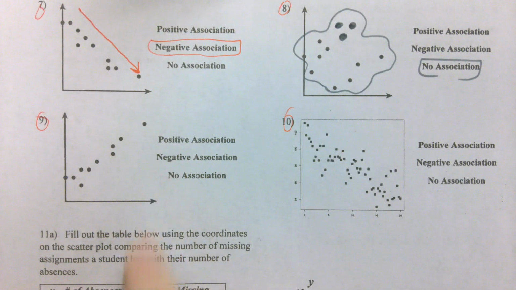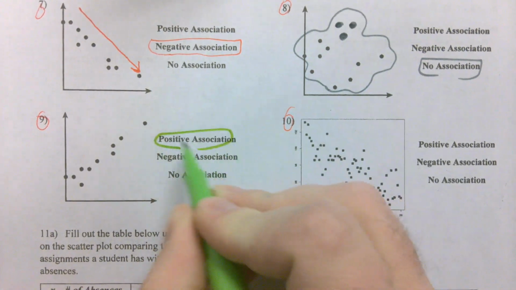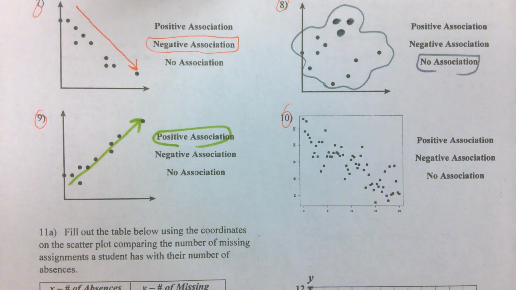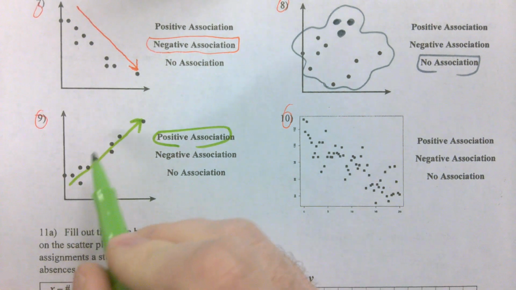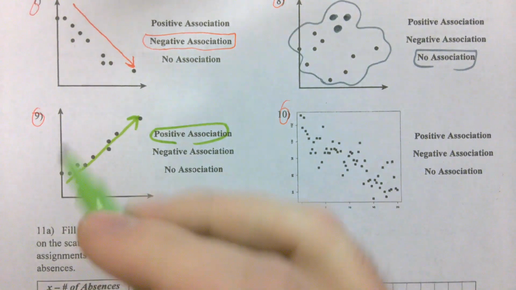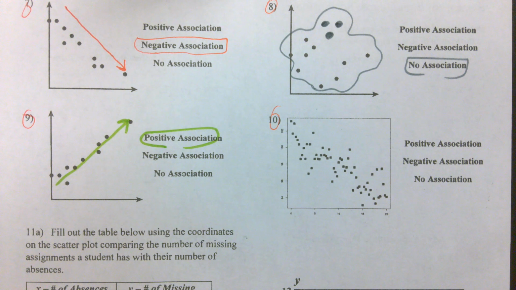And what about number 9? What's my association there? Positive. We're clearly going uphill from left to right. Even though it's not a perfectly straight line, all of my points are tightly bound up in that kind of direction. What about number 10?